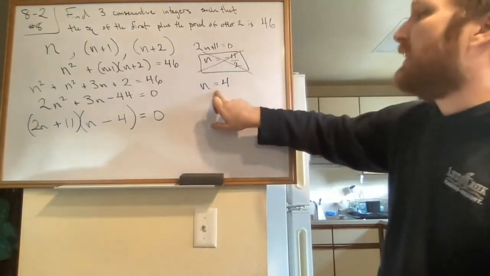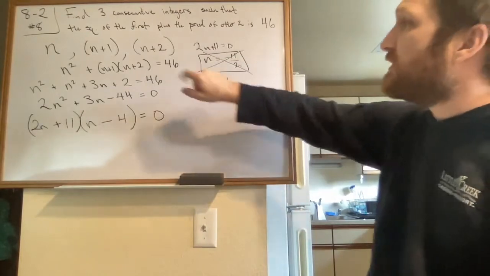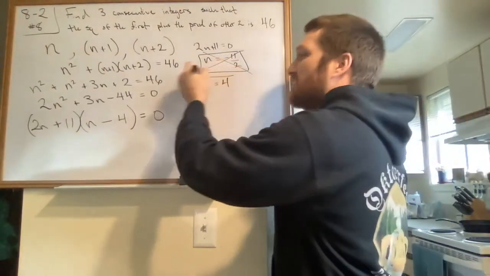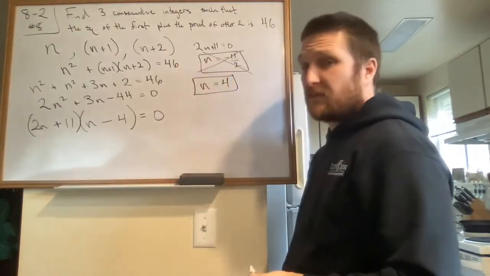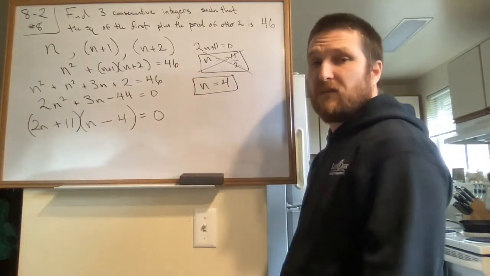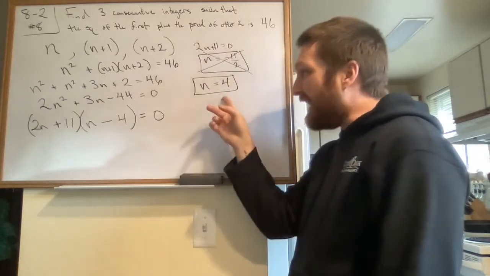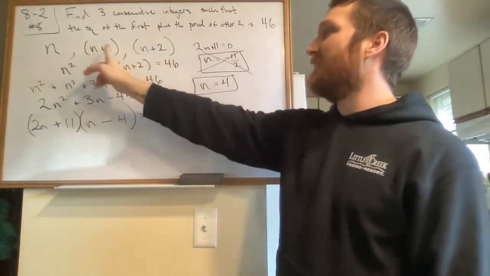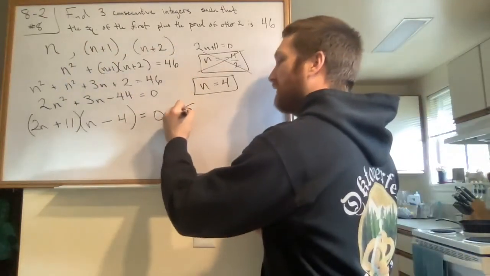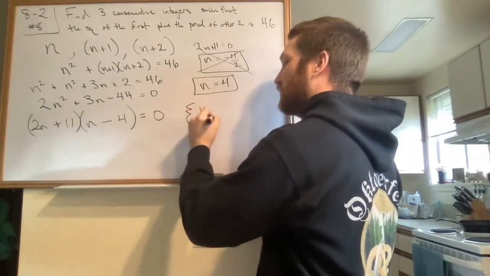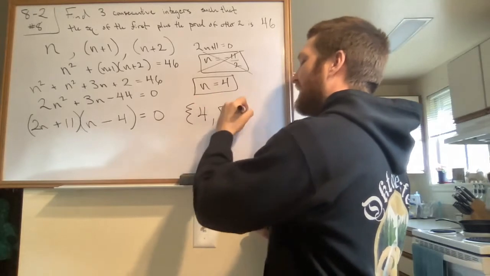So our only remaining answer is n equals 4. And so it says to find, and this is not our answer, do not answer n equals 4, because that's not what it asked for. It said find 3 consecutive integers. That's one integer. So let's get all of them out, right? n is 4, so then the next ones would be 5 and 6. So the 3 consecutive integers would be 4, 5, and 6.